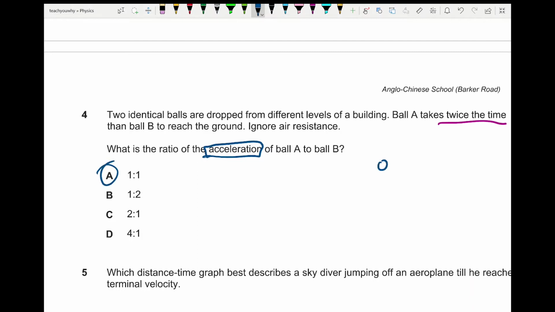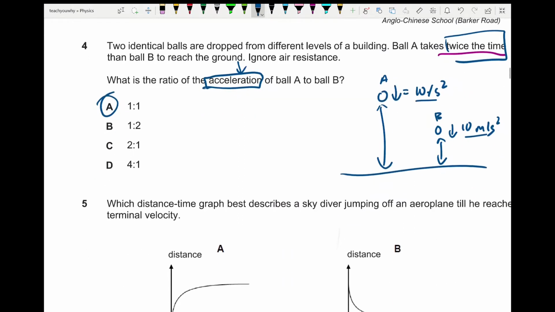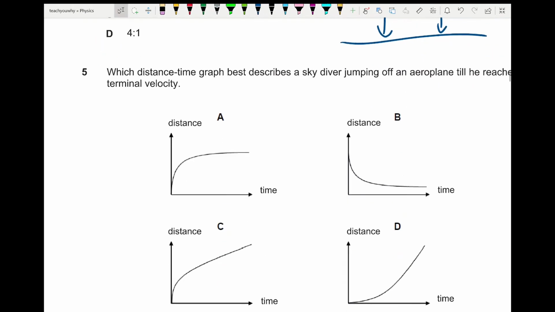Why? Because let's say I have A, I have B. Both are being pulled down by gravity, 9.81. Oh sorry, not 9.81, 10 meters per second squared. It takes twice the time because this one is at a higher height and this one is at a lower height. If they only care about the acceleration, it's 1:1 because they both have the same acceleration.